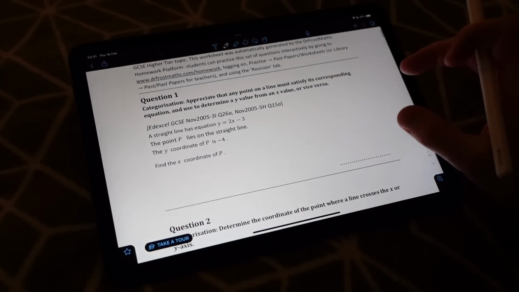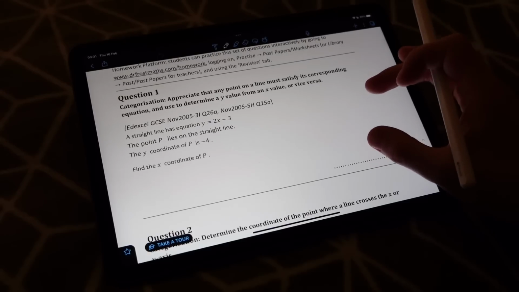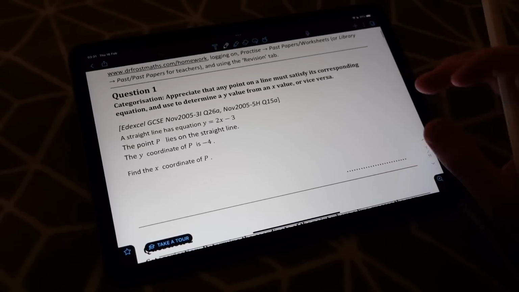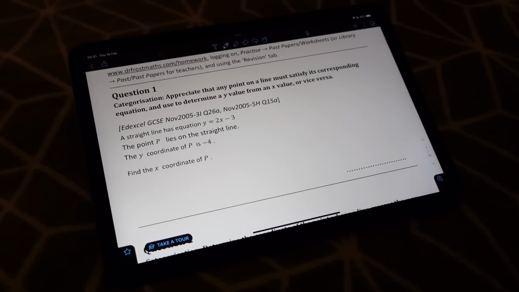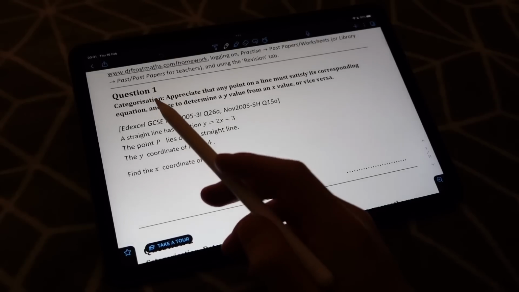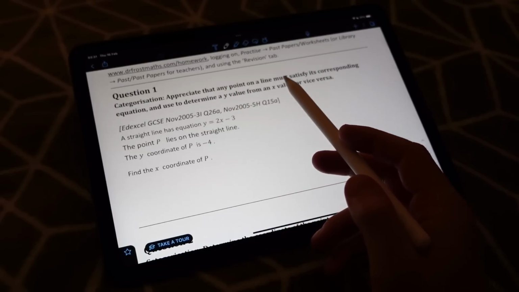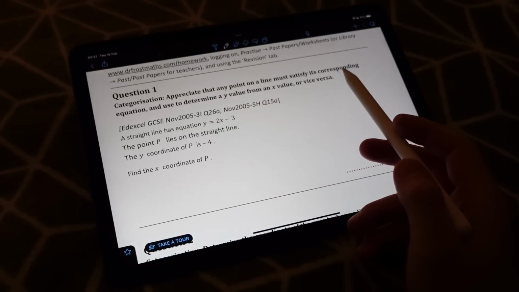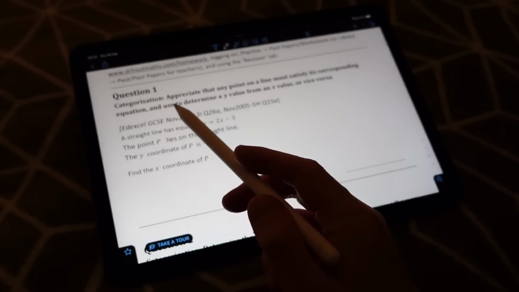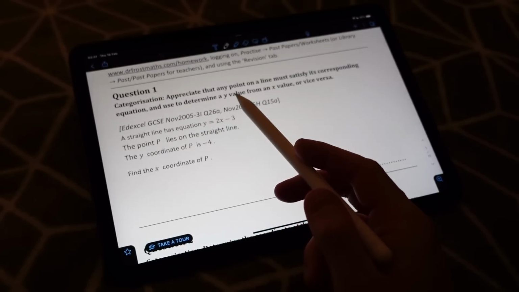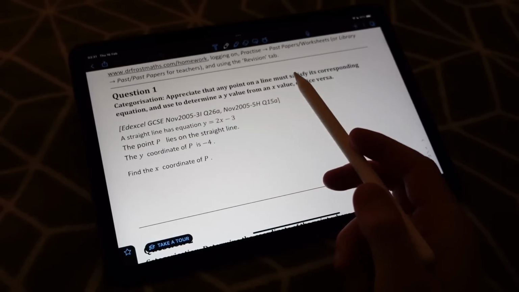started. So I'll zoom in just a little bit, and we'll begin with question one, which says: appreciate that any point on a line must satisfy its corresponding equation and use this to determine a y value from an x value or vice versa.